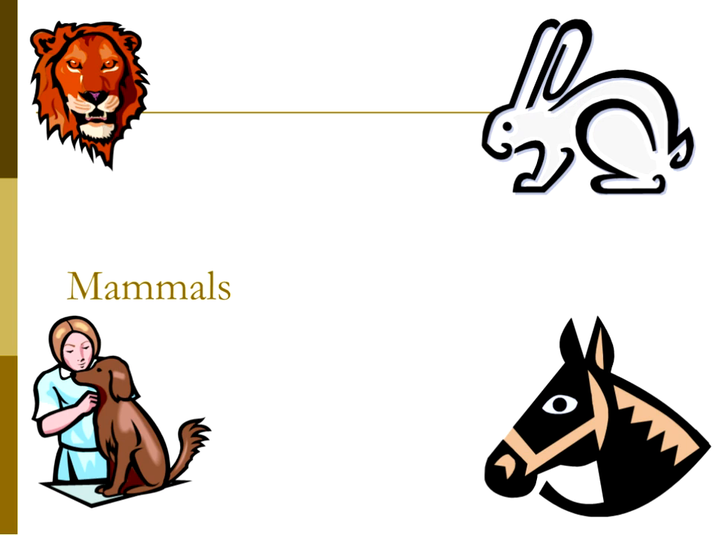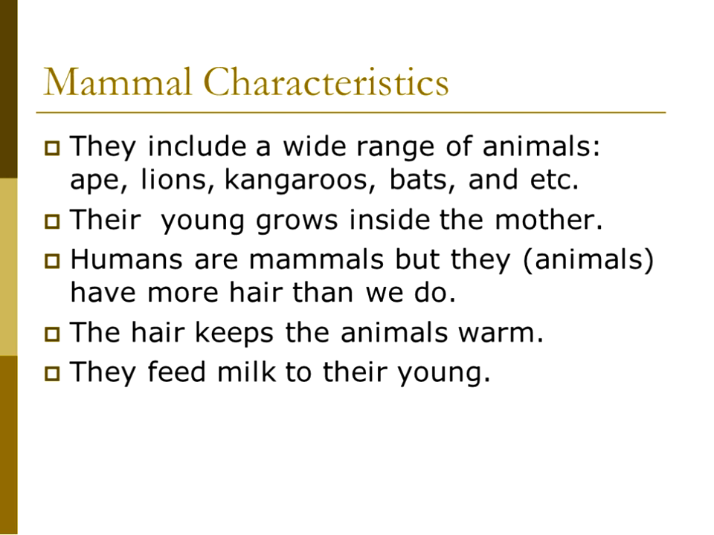And last but not least, mammals, including ourselves. They include a wide range of animals. That could be even us, the apes, the lions, kangaroos, the bats, you name it. I mean, mammals is a pretty big category. Their young do not hatch from an egg, but actually they're placental mammals. Most of them are placental, which means growing and developing inside the mother.